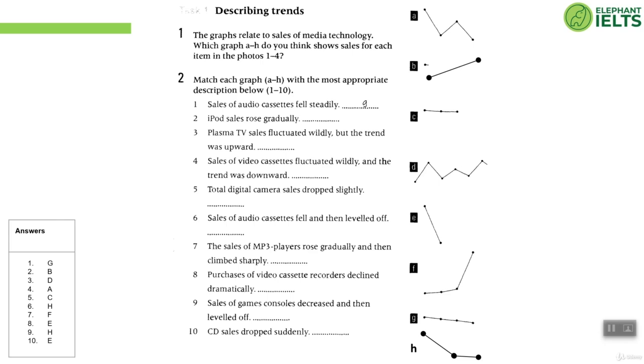Look at number 9. Sales of games consoles decreased and then leveled off. So that would be H. And number 10. CD sales dropped suddenly. Again, that would be E.